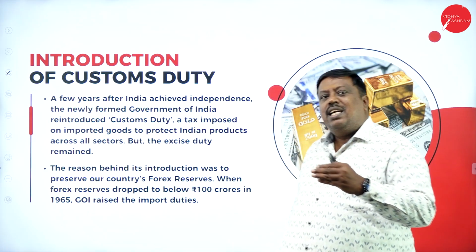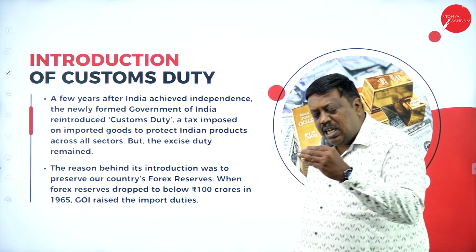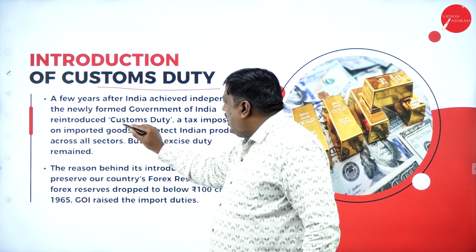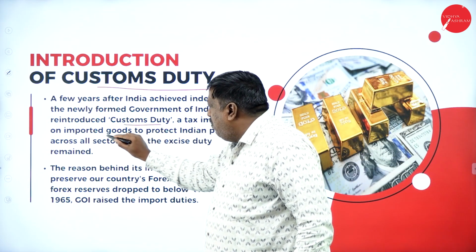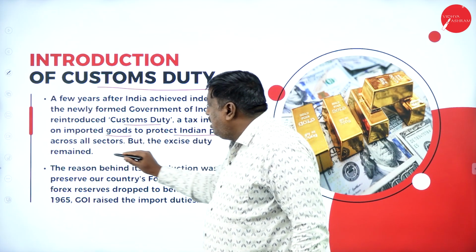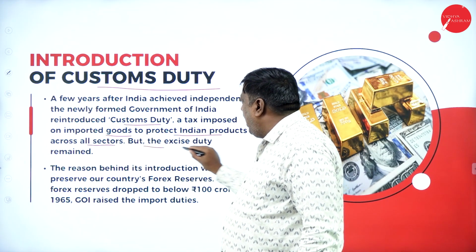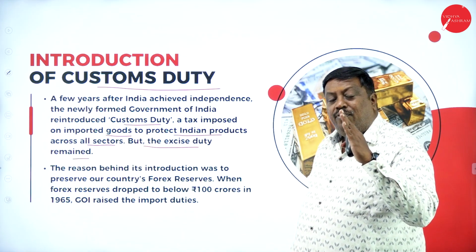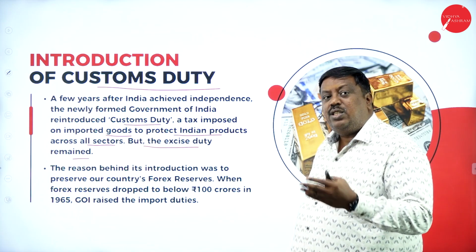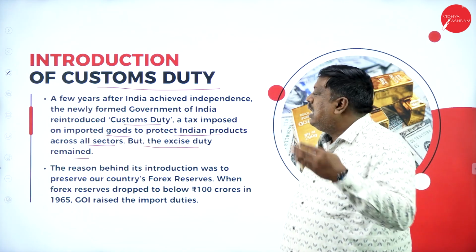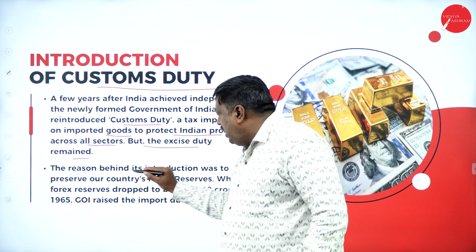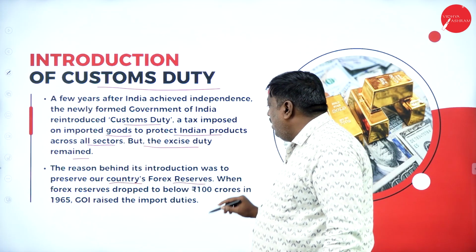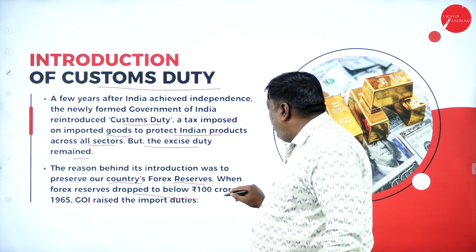After getting independence, the Indian government thought about when to introduce customs duty, a tax imposed on imported goods, to protect Indian products across all sectors, but the excise duty remained in the market. With excise duty, they started to have one more duty called customs duty. The reason behind its introduction was to preserve the Indian forex reserve, in case it dropped below 100 crores.